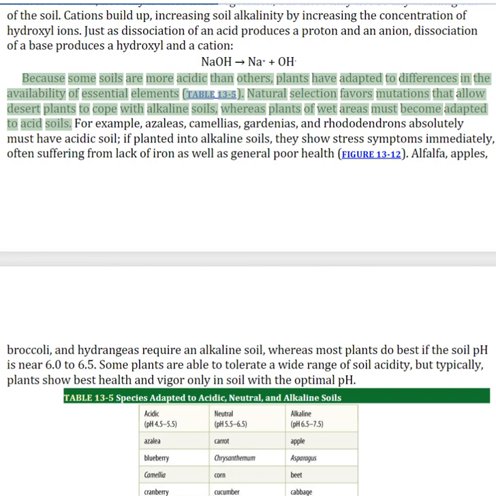Because some soils are more acidic than others, plants have adapted to differences in the availability of essential elements. Natural selection favors mutations that allow desert plants to cope with alkaline soils, whereas plants of wet areas must become adapted to acid soils.